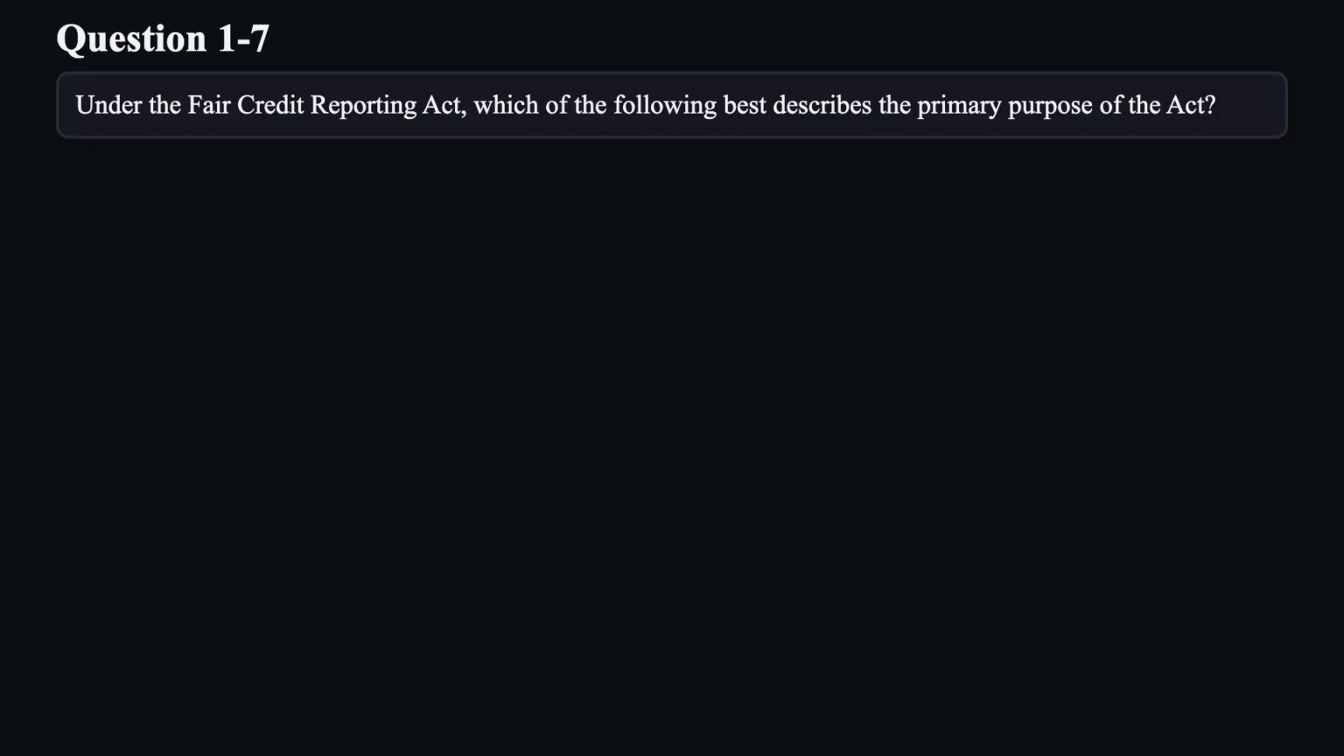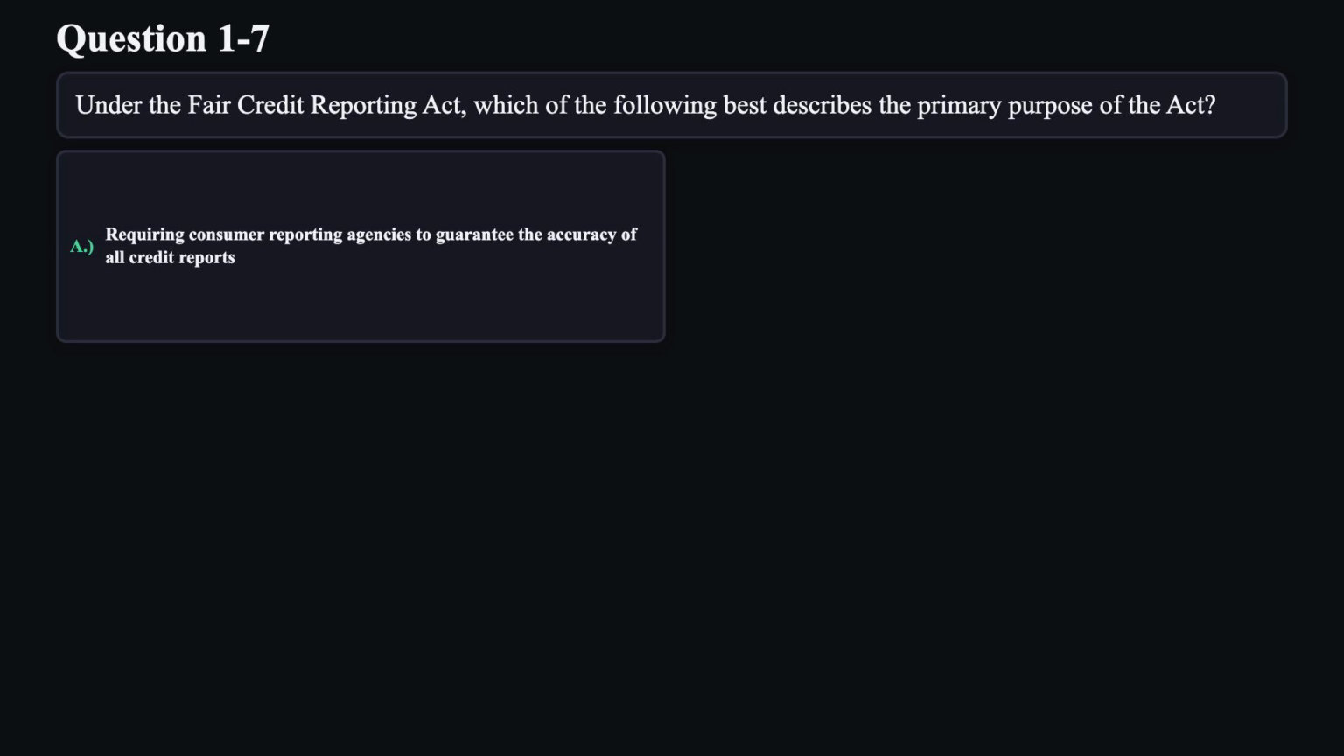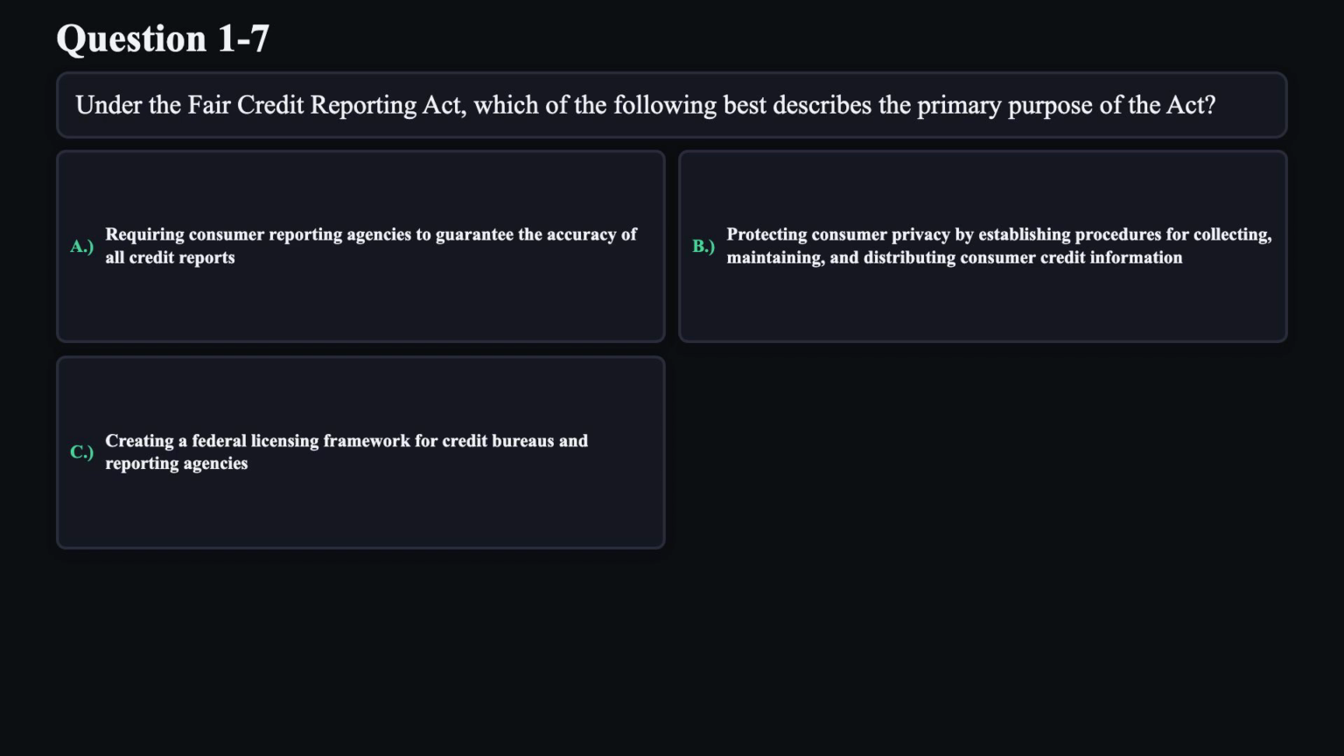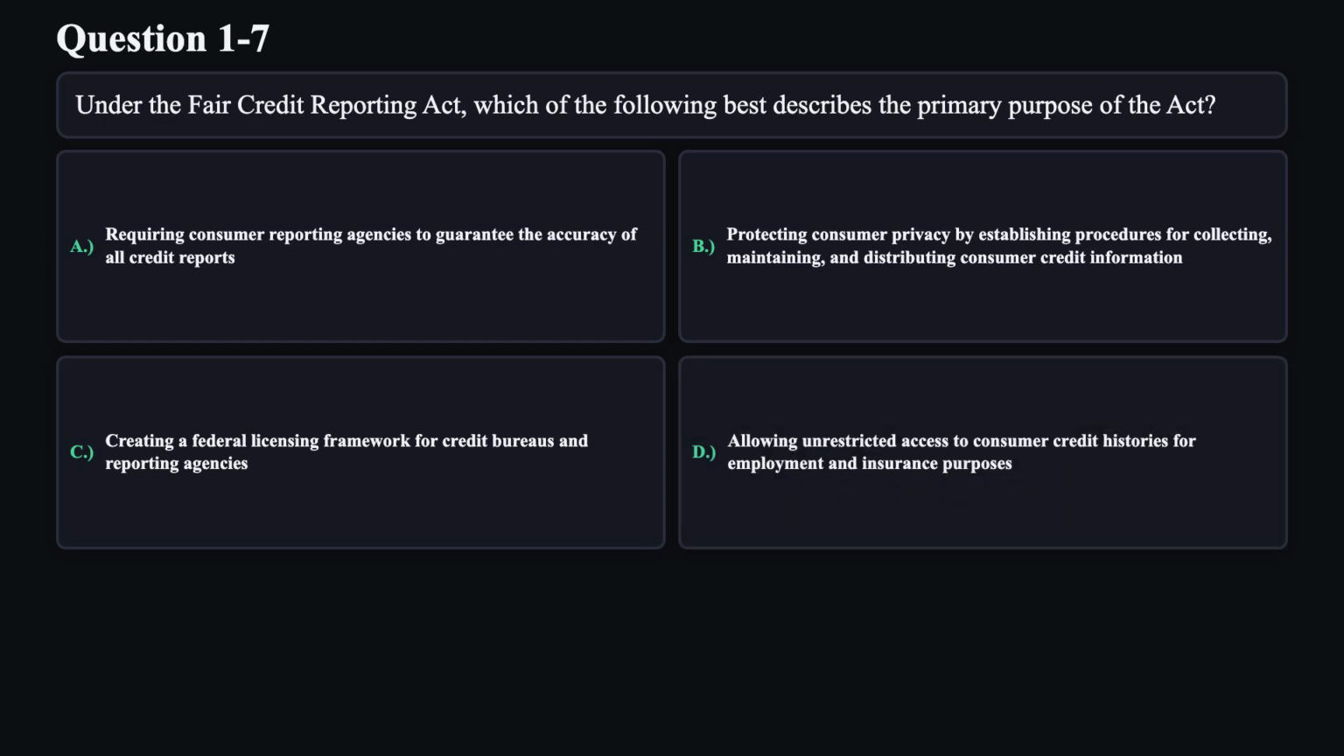Question 7. Under the Fair Credit Reporting Act, which of the following best describes the primary purpose of the Act? A. Requiring consumer reporting agencies to guarantee the accuracy of all credit reports. B. Protecting consumer privacy by establishing procedures for collecting, maintaining, and distributing consumer credit information. C. Creating a federal licensing framework for credit bureaus and reporting agencies. D. Allowing unrestricted access to consumer credit histories for employment and insurance purposes.